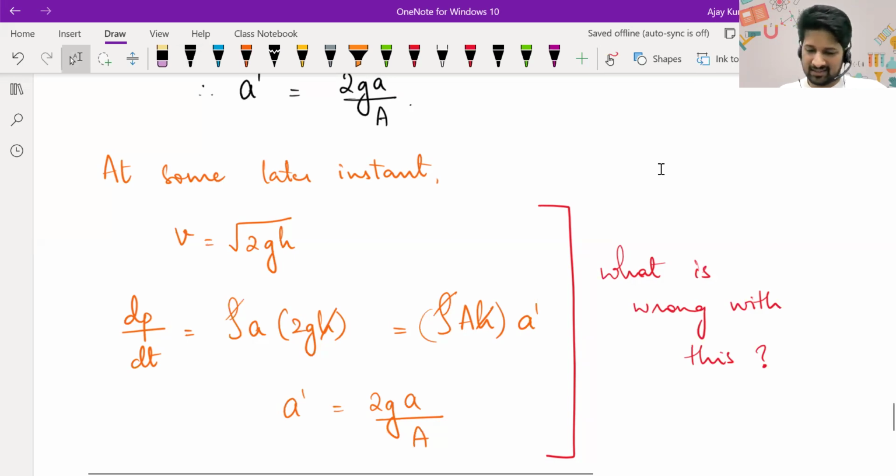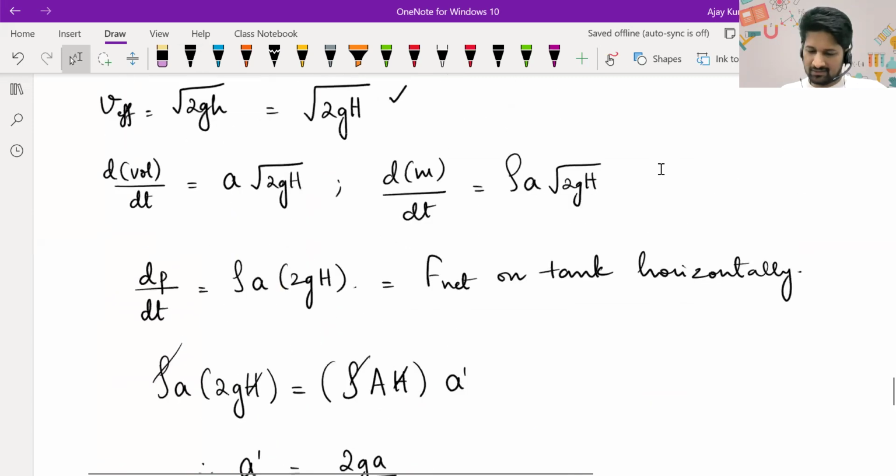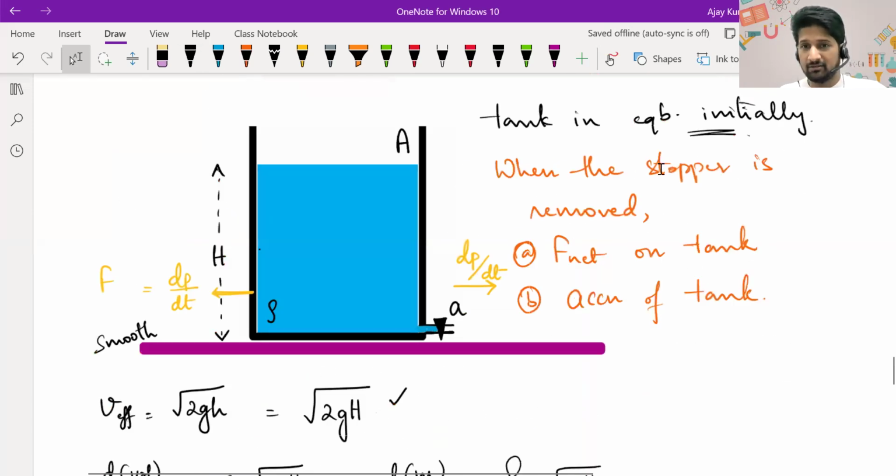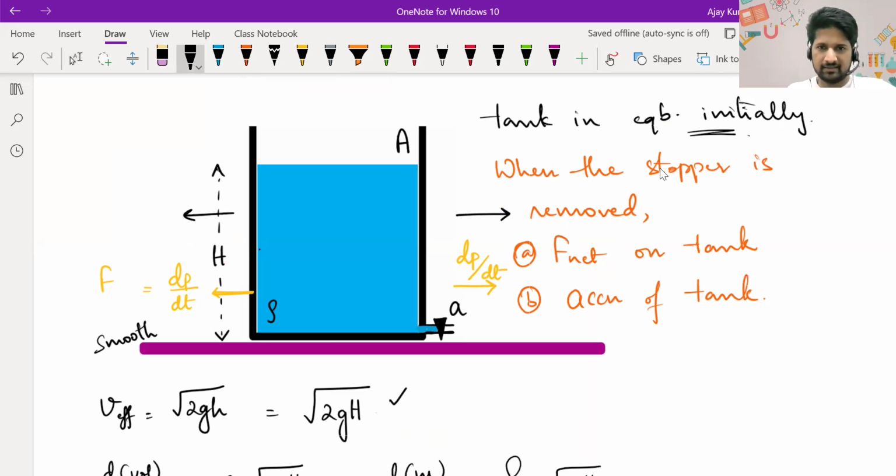See, initially the tank was in equilibrium and it was at rest. Net momentum was 0. So how much ever is the momentum gained in one direction, same will be the momentum gained in the other direction. But later on, the tank will be moving. So net initial momentum is not 0. So the way you apply momentum conservation has to change. You can't write momentum of water going to the right side is equal to momentum of tank going to the left side. That will not work later. Initial instant it will work.